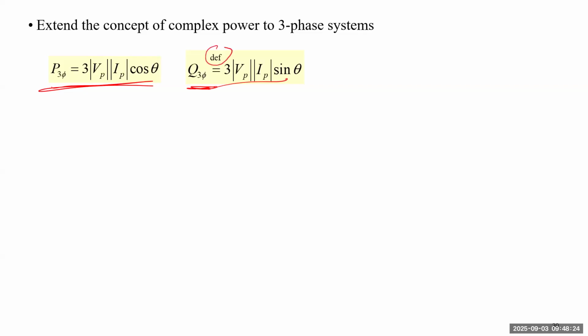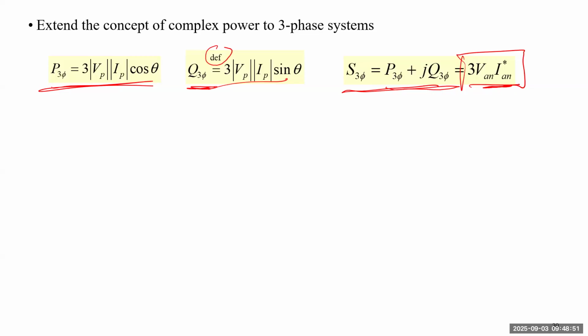We just define it in this way, which means we can put P3 phase and Q3 phase into the real and imaginary parts. So we will get the complex power for a 3-phase circuit. To calculate this 3-phase complex power, you can calculate the complex power for each single phase, then multiply that by 3. Okay, so this is the correct formula to calculate the 3-phase complex power.